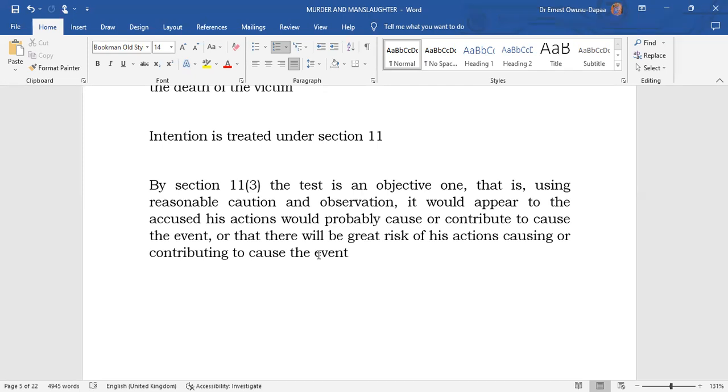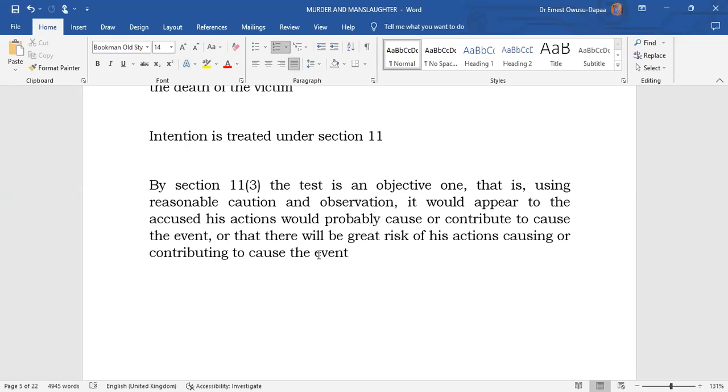intends, for purposes of this section, to cause that event until it is shown that that person believes that the act will probably not cause or contribute to cause the event, or there was not an intention to cause or to contribute to it. Now, so what we are saying is that if you look at section 11(3), intention here is an objective one. Objective in the sense that it is not what you had in your mind privately which is important, but we look at the external actions, the things that you did, and then we find out whether we can say that you intended to actually cause or contribute to the particular event. So in this case, whether you intended to kill the person, to bring about the death of the person, we look at the acts that you did.